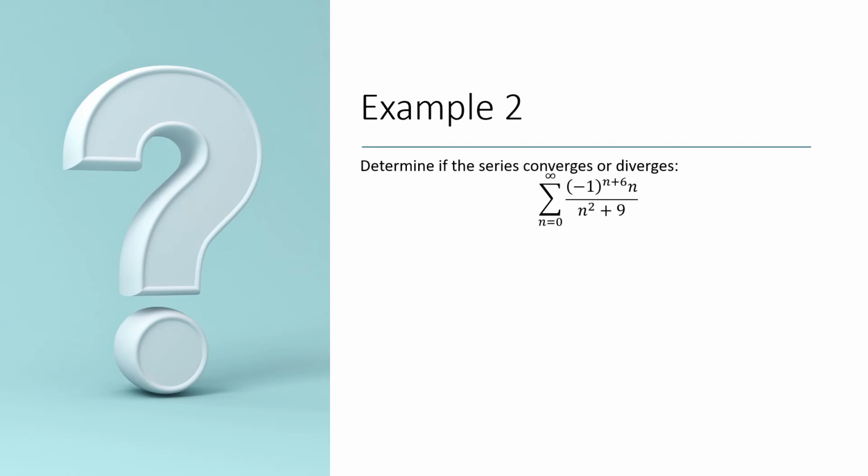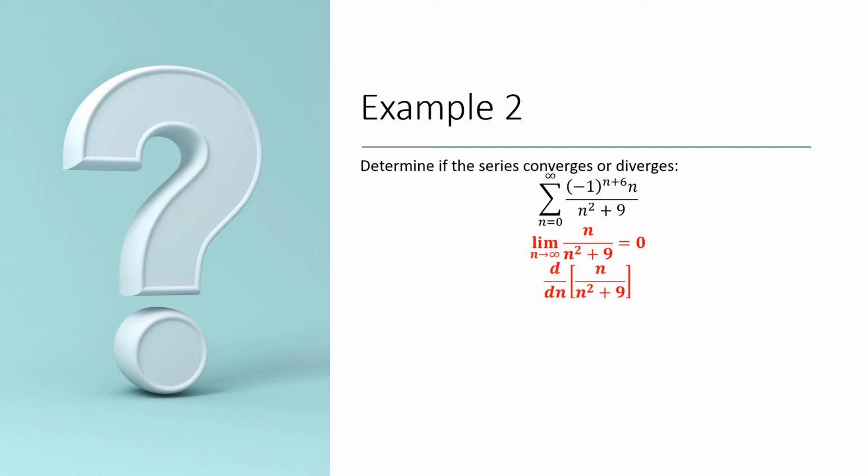Example 2, we're going to do it the same exact way since it is an alternating series, since I have the -1 to the n plus 6. So the very first thing I'm going to do is find my limit. The limit as n approaches infinity of n over n squared plus 9 is 0. And next I'm going to show that it is decreasing. And this time I'm going to use the derivative to show that it's negative.